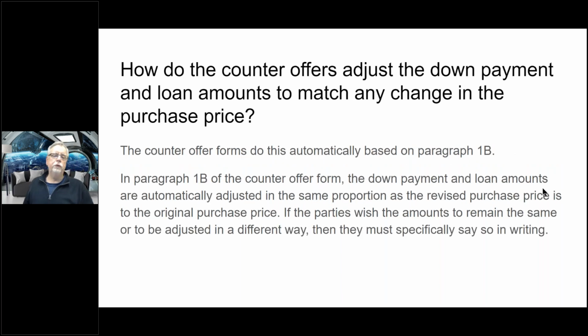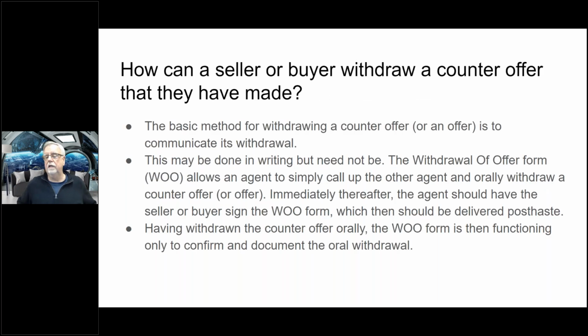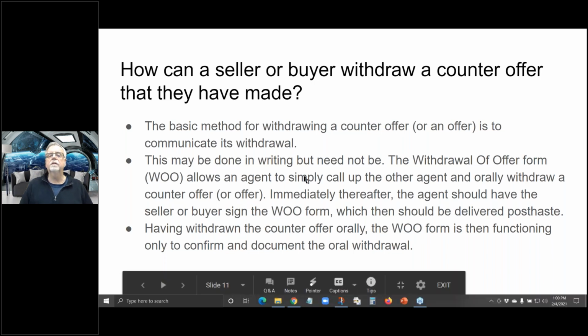How do counteroffers adjust the down payment and loan amount? I mentioned this already. If you have an 80% loan and the counteroffer raises the price from 1 million to 1.2 million, your loan is automatically adjusted. The down payment is adjusted, but the deposit is not adjusted unless you say so. There's a math example, but since I told my liquidated damages story, I don't have time to go through the arithmetic, but you get the idea. Whatever the ratio of the loan is, it stays the same.